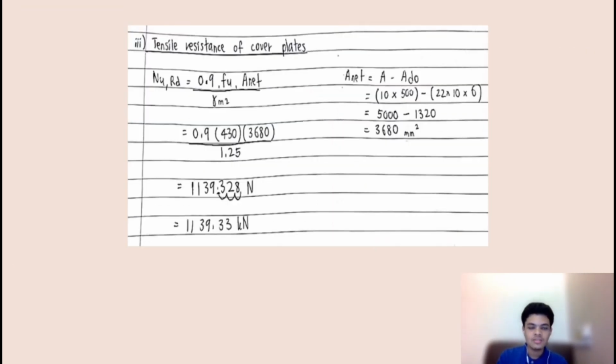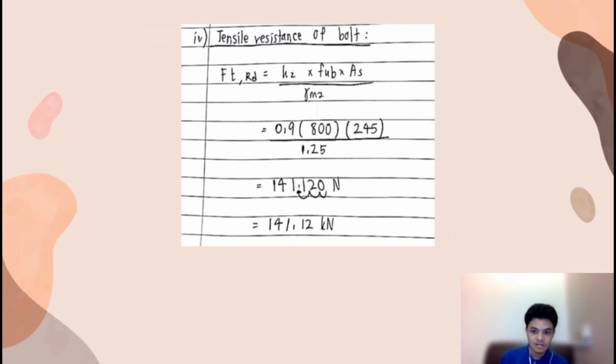The third step is to find the tensile resistance of cover plates. Before that, we need to find the value of A net, which is 3680 square millimeters. After that, we put it into the equation, and we get the answer 1139.33 kilonewtons, which is the tensile resistance of cover plates. The final step, step 4, is to find the tensile resistance of bolt. After calculating, it is 141.12 kilonewtons.